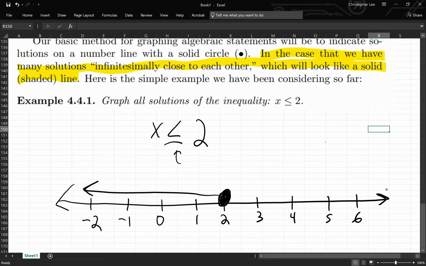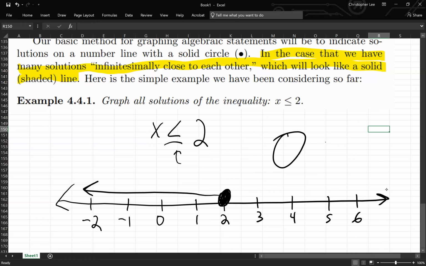Can you tell me what that line under it means? That means that 2 is included in this answer, right? So it's 2, 1, 0, -1, etc. If it was open like this, then 2 is not included in there. So the line means that 2 is part of the conversation. Without the line, 2 is not a part of the conversation.